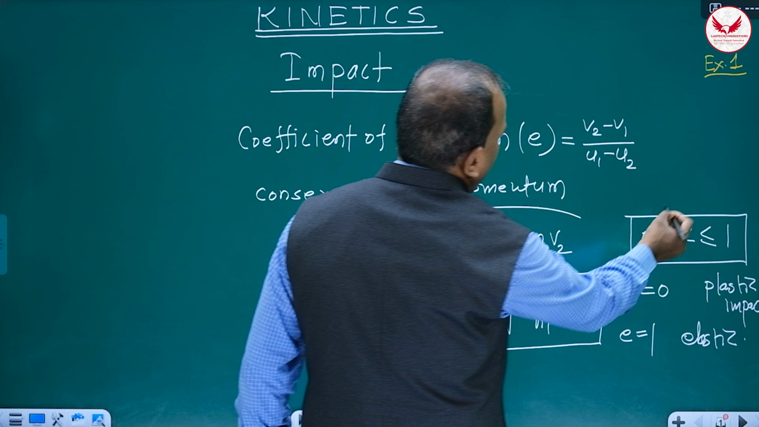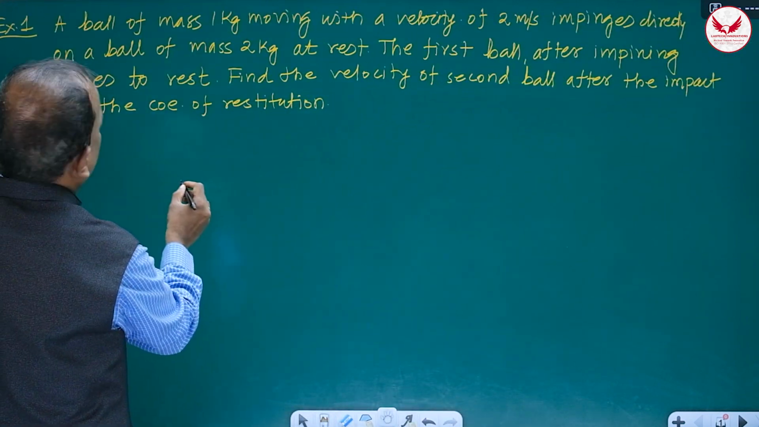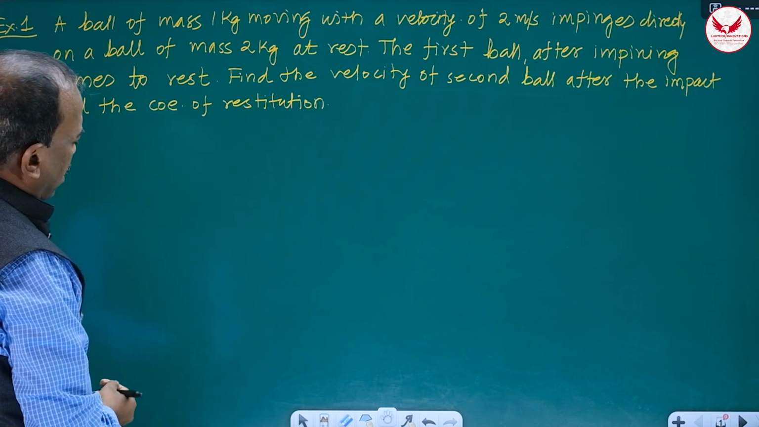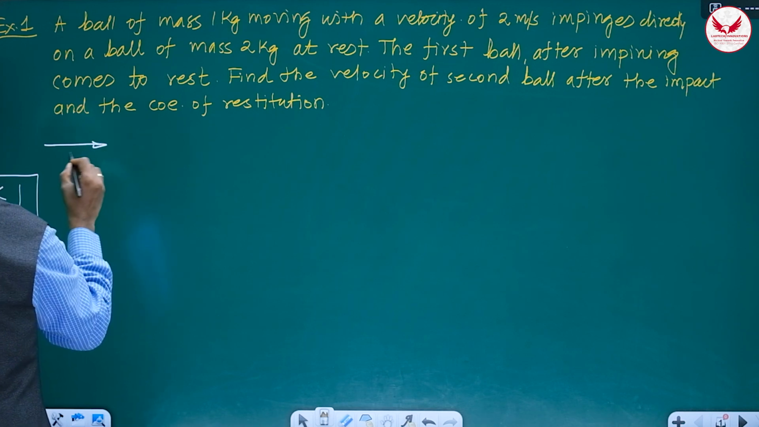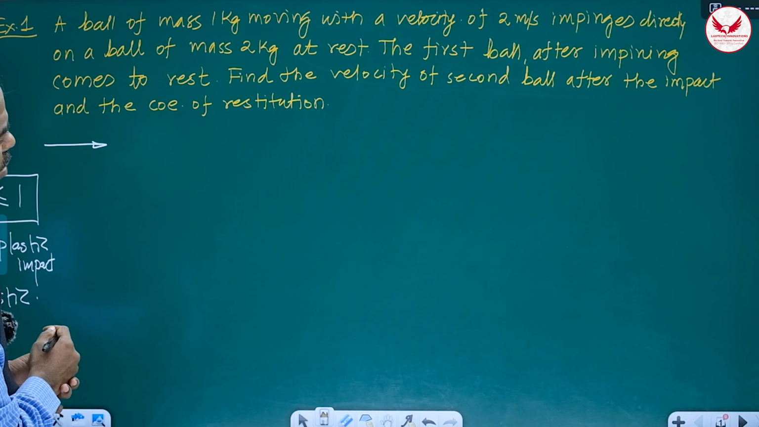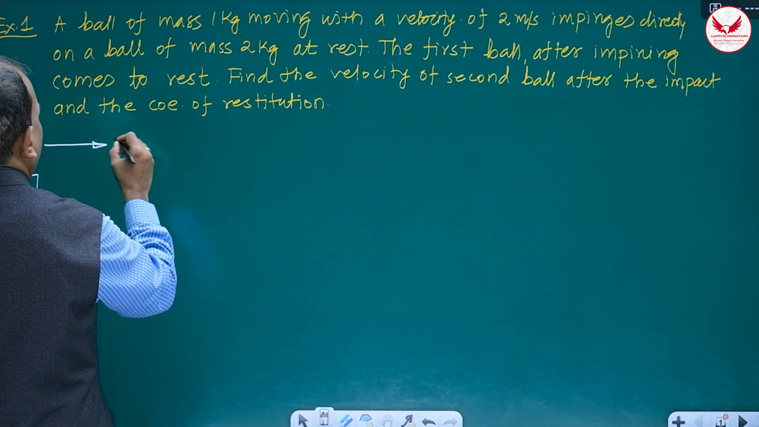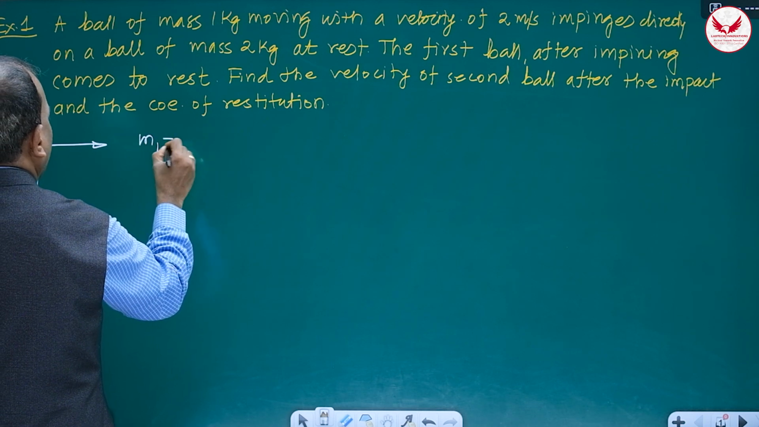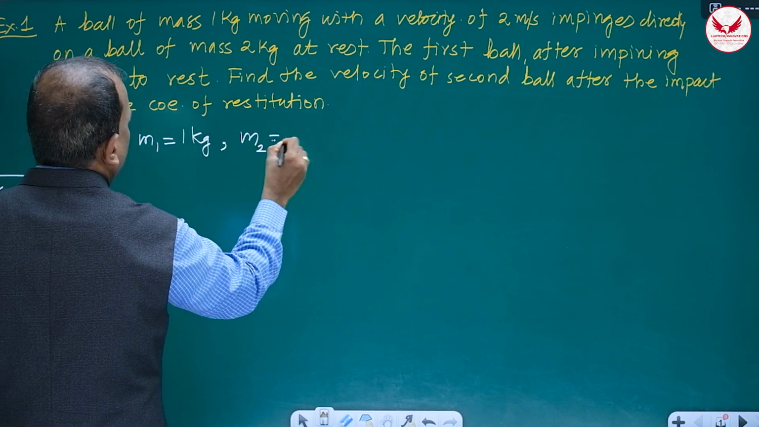So the very first example is something like this. A ball of mass 1 kg moving with a velocity of 2 meters per second impinges directly on a ball of mass 2 kg. Here we can consider the first ball and the second ball like this. M1 is 1 kg. M2 is 2 kg.